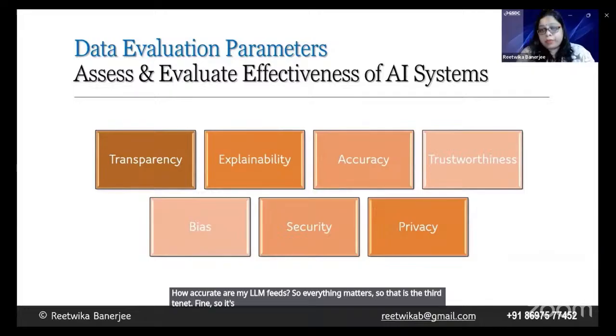Fine. It's again built on accuracy itself: trustworthiness. How trustworthy is my output? How trustworthy are my AI systems? Can I really trust the result? Can I really trust the business decision it is throwing up?